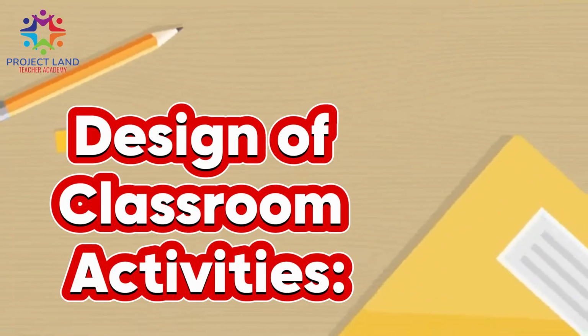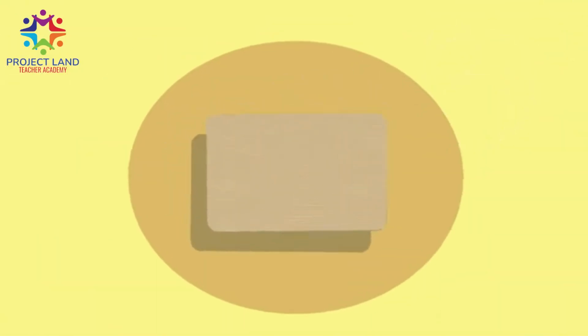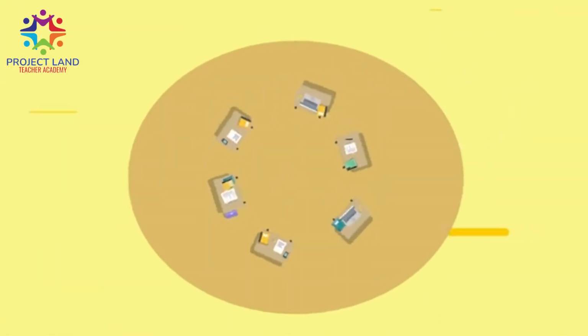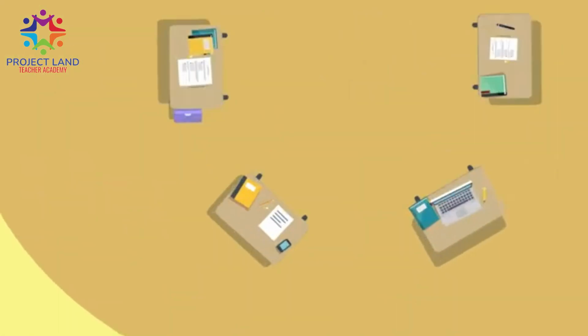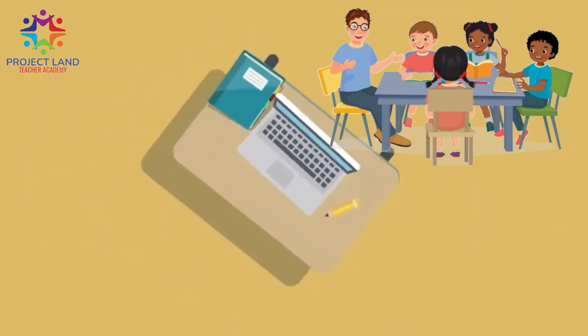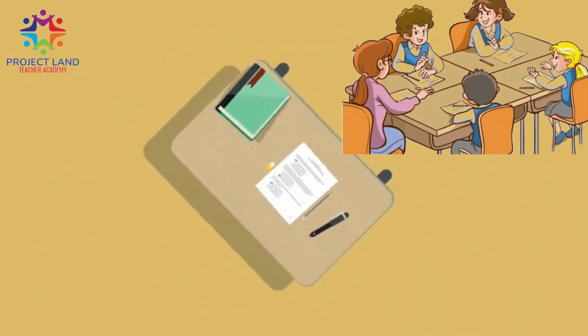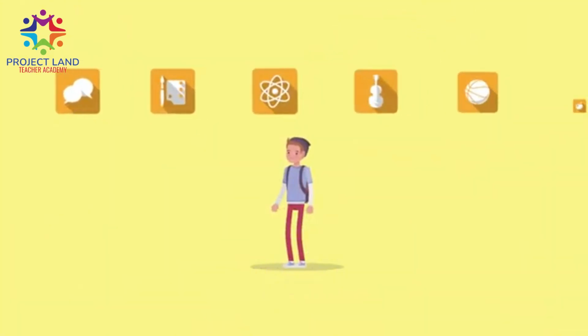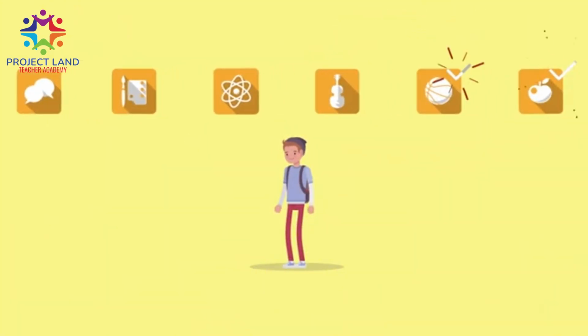3. Design of classroom activities. Classroom time is planned for activities that allow students to apply what they have learned. These activities may include group discussions, problem-solving, case studies, collaborative projects, or practical experiments. The teacher's role is to guide and facilitate these activities, providing support and real-time feedback.